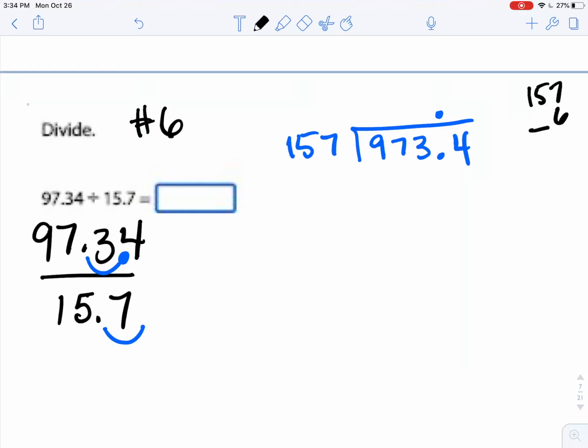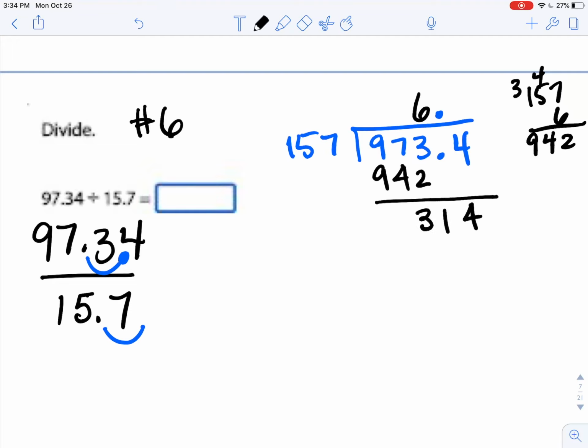157 times 6. 42, carry the 4. 34, carry the 3. 942. Okay, so 6 times 157 is 942, leaving 4, 1, 314. Oh my gosh, that's 157 times 2. 157 plus 157 is 14, carry the 1, 11, carry the 1, 314.